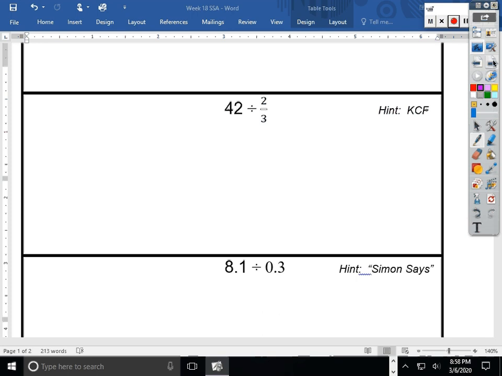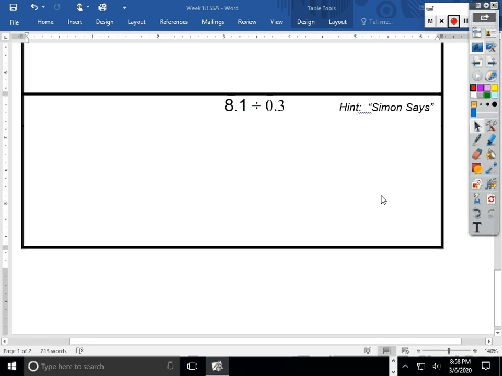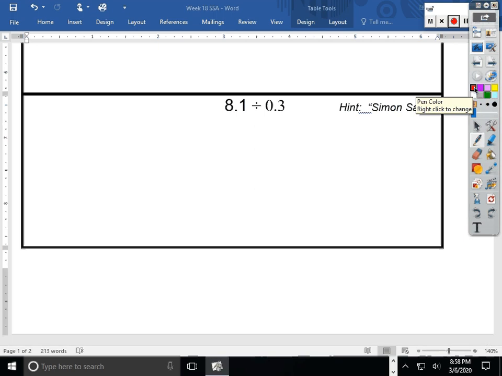This last one is a decimal division problem, and I say, hey, remember Simon Says. That's what I like to call it. Again, it's just a mnemonic or another mental strategy to help you remember steps. So, hint, Simon Says. I'm going to set this up like I normally would. So I'm going to take the first number to find the quotient. I'm going to place the first number in.